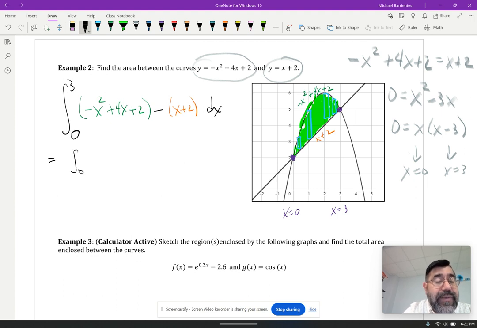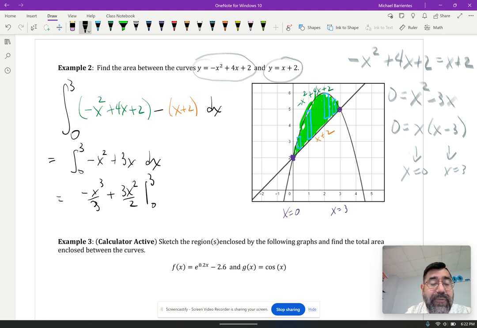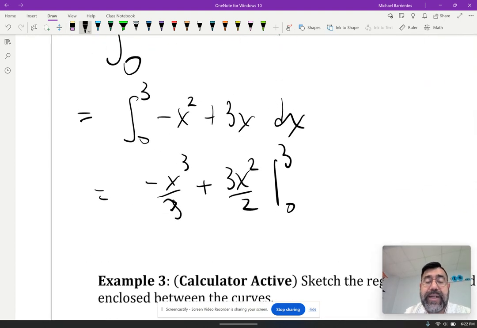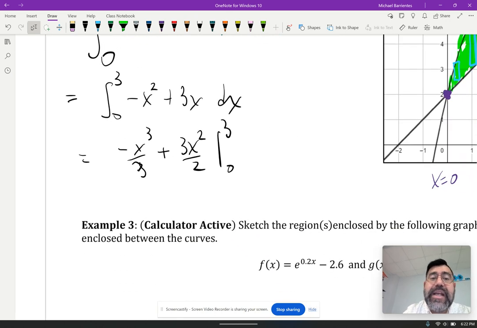By the way, I can reduce this a little bit more. This would be negative x squared, 4x minus 1x, that's 3x, and positive 2 minus 2, that's 0. So I'm left with this. This is what I'm going to find the antiderivative of. This is a negative x cubed over 3, plus 3x squared over 2. And we're going to evaluate that at 0 and 3. Remember this line that I write? This line means we're going to evaluate that at the top limit and the bottom limit. It's a reminder, don't forget to go back and actually substitute the values. When I do substitute the values, be careful, the negative is on the outside.